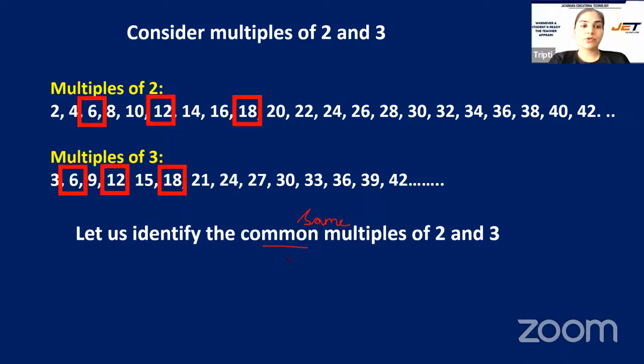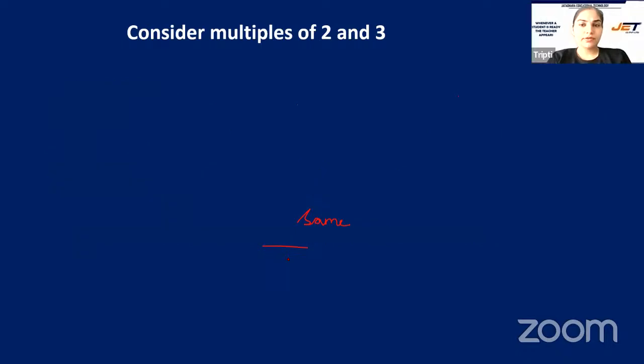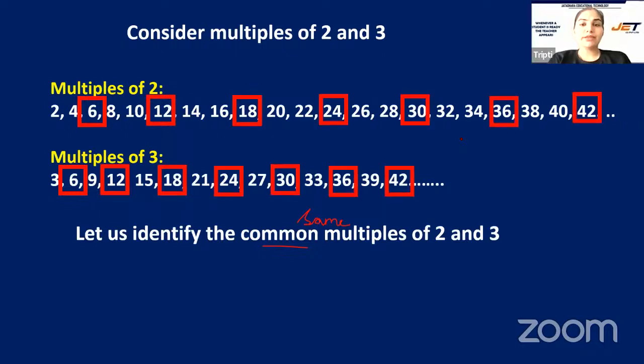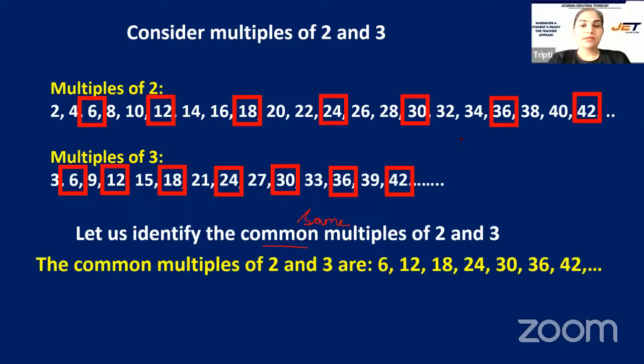So 6, 12, 18, 24, 30, 36. Actually, 34 is not the one. It's 36. Let's see. Yeah, 36. And then we have 42. Okay. So these are the common multiples of 2 and 3. Common means the same. 6, 12, 18, 24, 30, 36, 42. Even this can go further.